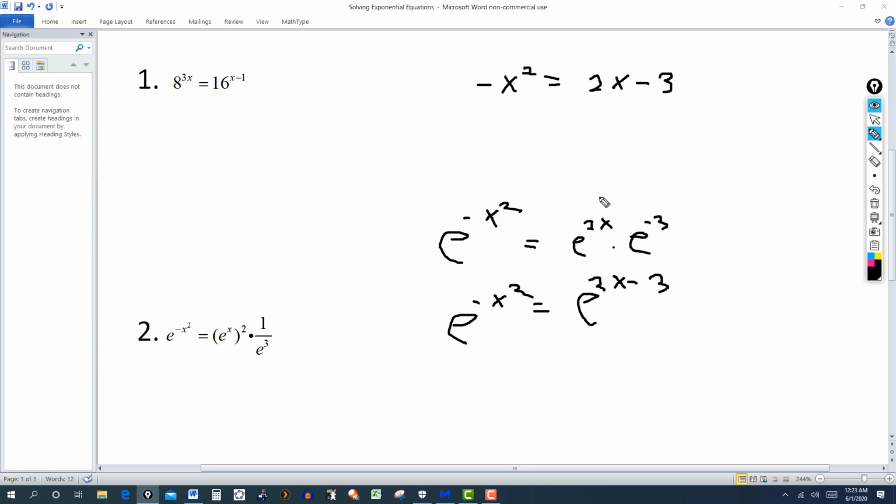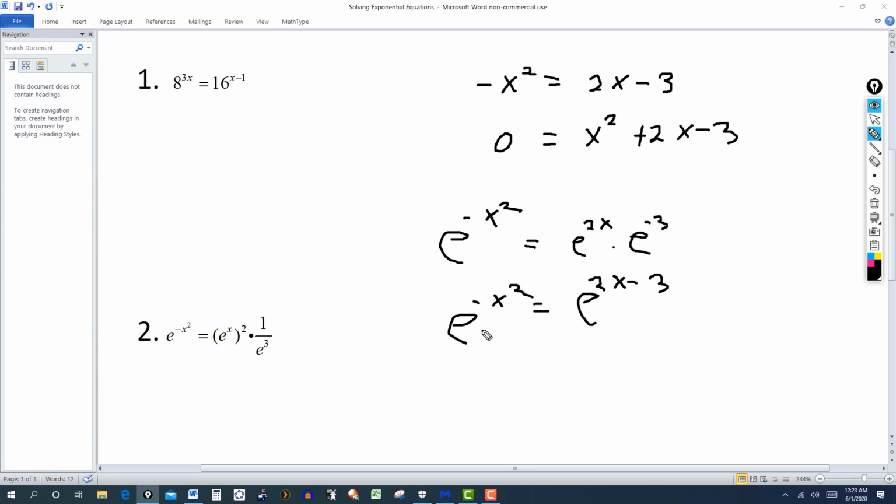Okay, so now this breaks down then to a quadratic equation. Quadratics can be solved by factoring. You can use the quadratic formula or completing the square. In this case, I'm going to try to see if I can factor this. So I'm going to bring this over to this side, make it positive. It'd be x squared plus 2x minus 3.